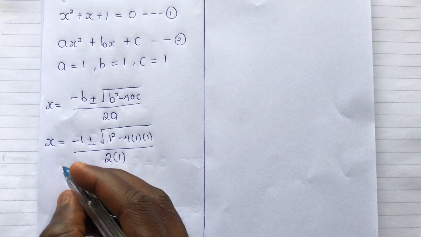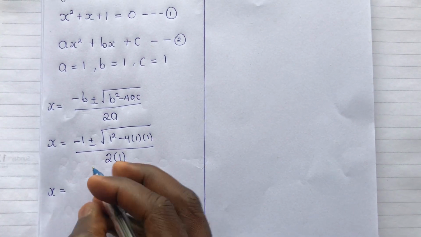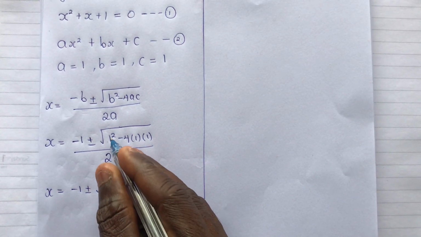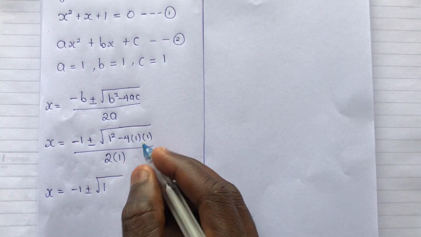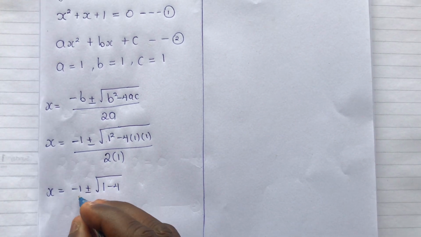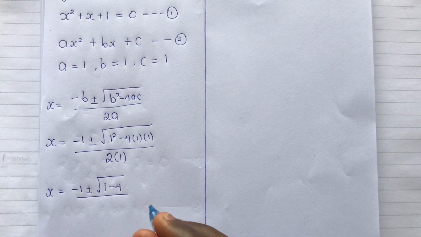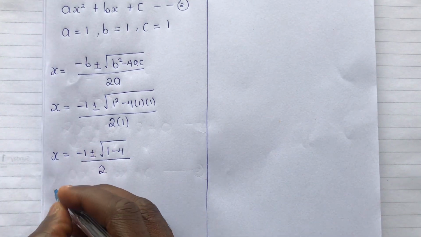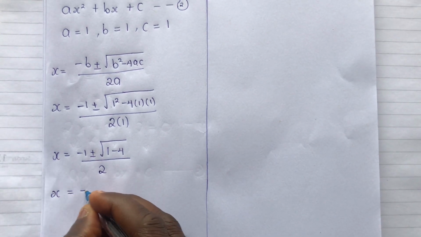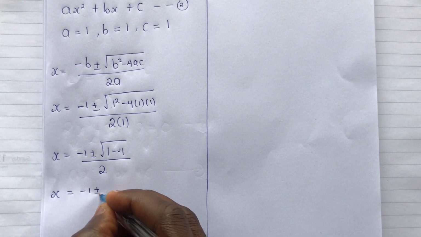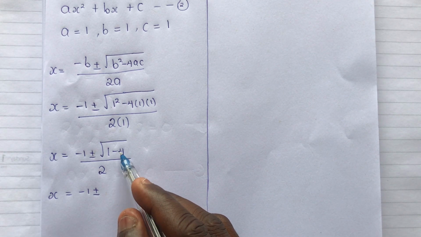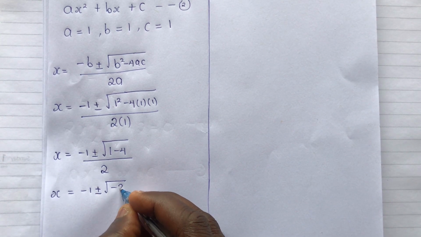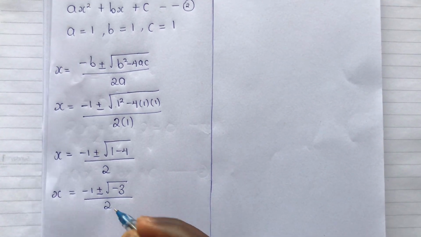So when we continue this, we have x being equal to minus 1 plus or minus root of, now the root of 1 squared is 1, and when we multiply this, we have minus 4. And in the denominator, 2 times 1 is 2. So now we have x being equal to minus 1 plus or minus root of, now when we add 1 to negative 4, the result is giving us negative 3 all out of 2.